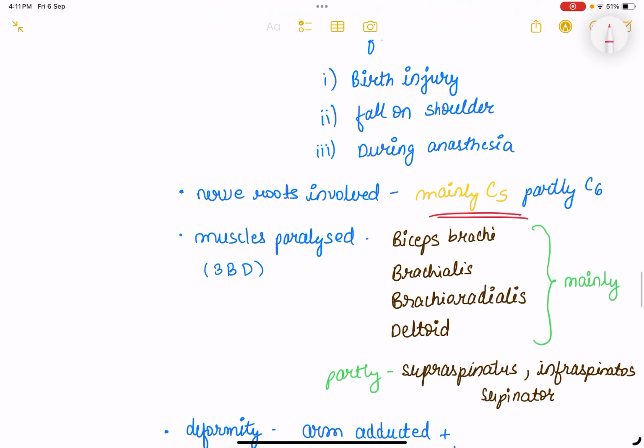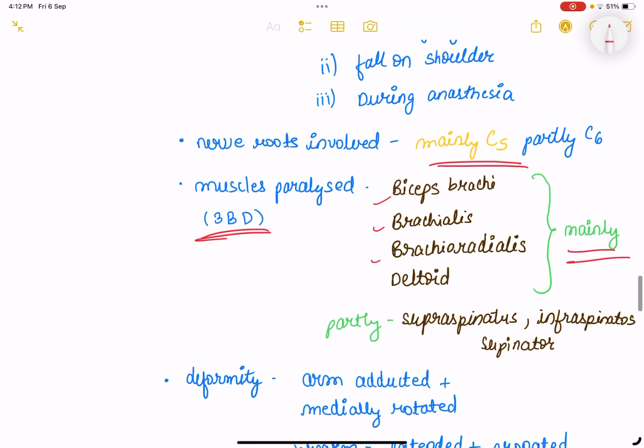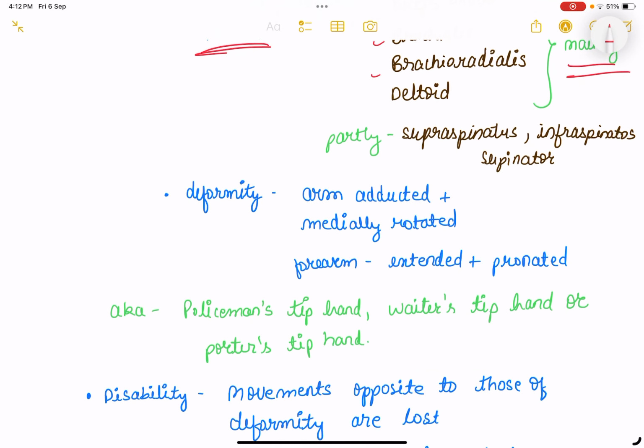Then muscles paralyzed are biceps brachii, brachialis, brachioradialis and deltoid. So here is a mnemonic for it. 3BD means biceps brachii, brachialis, brachioradialis and deltoid. These are the muscles that are mainly paralyzed. Then the muscles that are partly paralyzed are supraspinatus, infraspinatus and supinator.